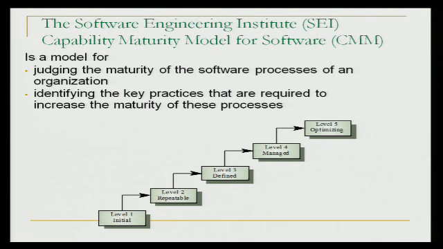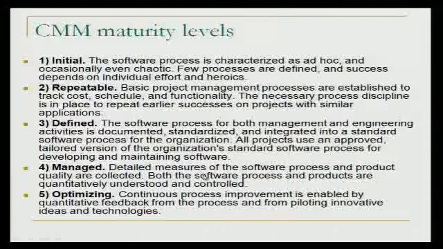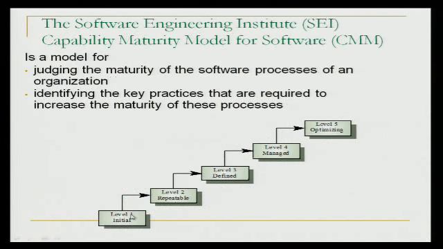So his name was Watts Humphrey. He actually came from IBM. He invented this model. He will go down in history as the CMM guy. And it has these 5 levels. And basically, these 5 levels increase in maturity.